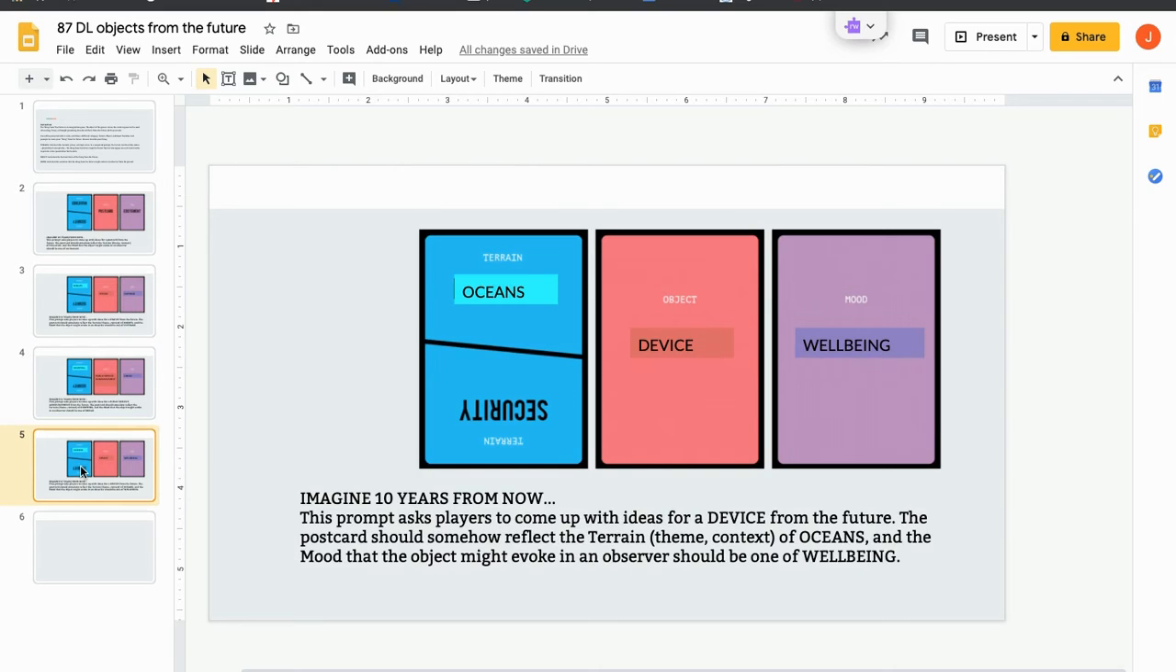And then the last one, oceans, device, well-being. We're thinking of the ocean. What tool might we use or device might be created 10 years from now to make us feel a sense of well-being connected to the oceans?